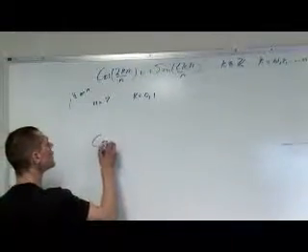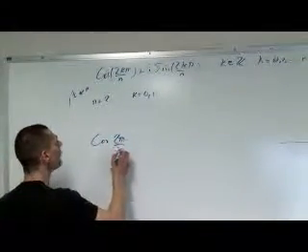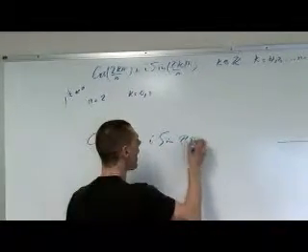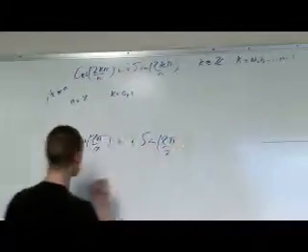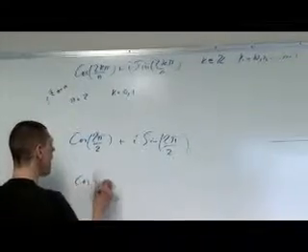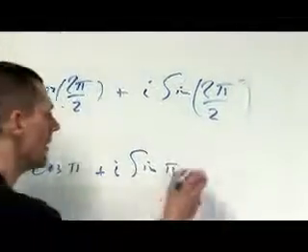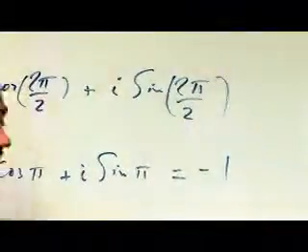This is going to be cosine 2 pi over 2 plus i sine 2 pi over 2. This gives us cosine pi plus i sine pi. This is -1. We'll be right back.